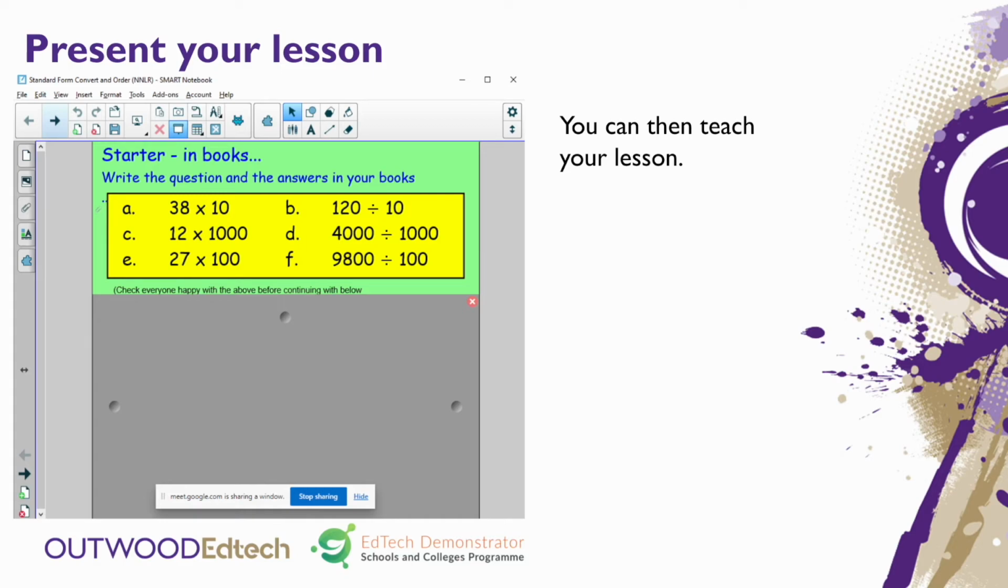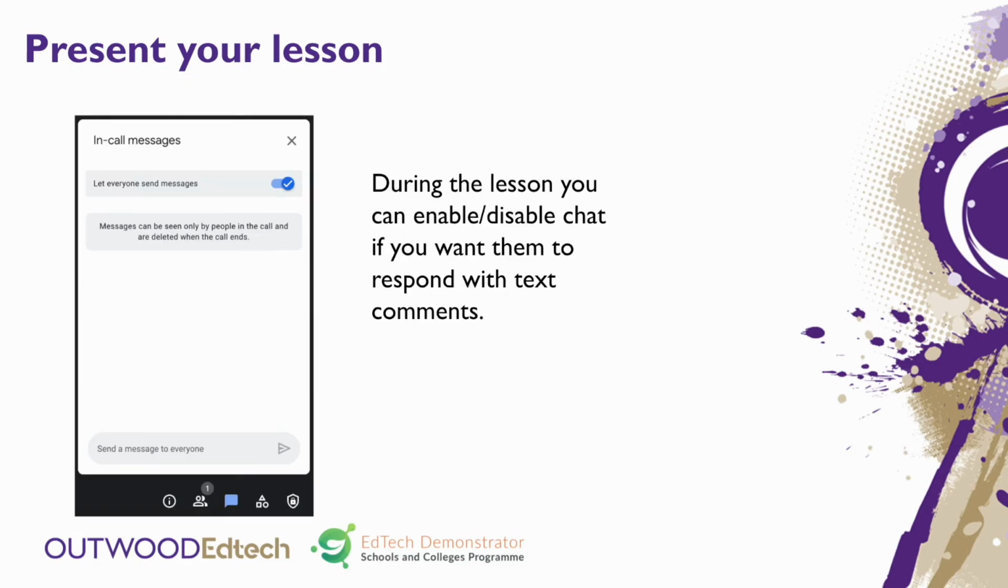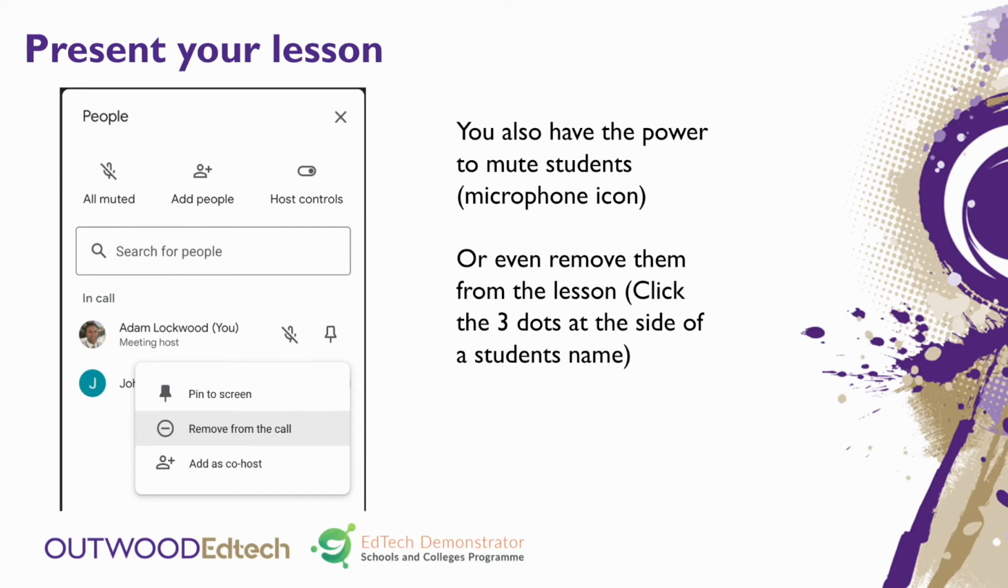Now teach your lesson. During the lesson, remember, you can enable and disable the chat if you want to respond to any chats and comments in that window. You also have the power to mute students if you've left the microphones on. To do this, you simply click on the microphone icon. Or you can even remove them from the lesson by clicking the three dots at the side of their student's name and remove from call.